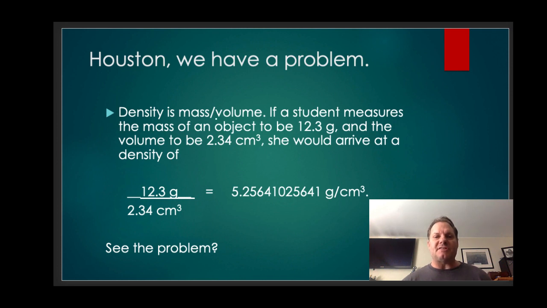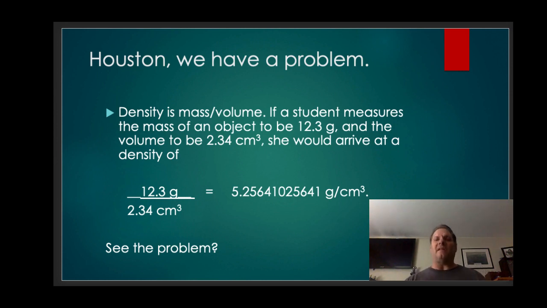So if a student measures the mass of an object to be 12.3 grams, and then the volume to be 2.34 cubic centimeters, she would arrive at a density of 12.3 divided by 2.34, which comes up with 5.25641025641 grams per cubic centimeter. Do you see a problem with that?